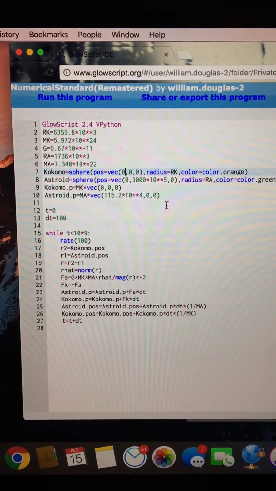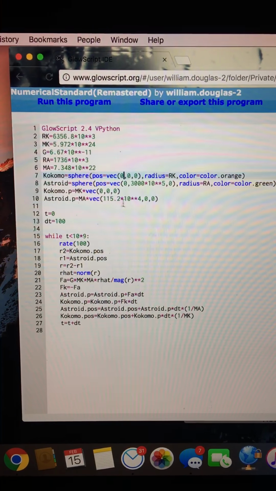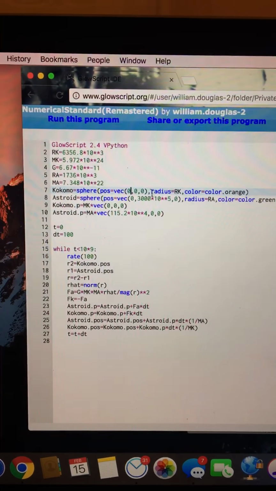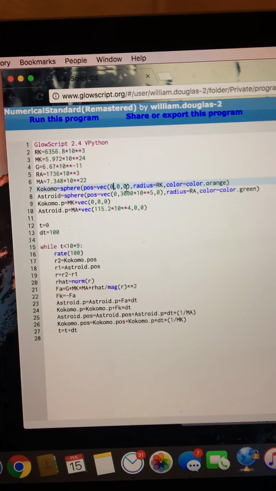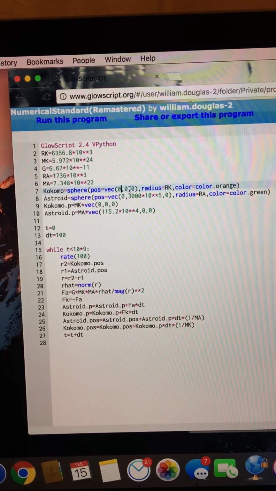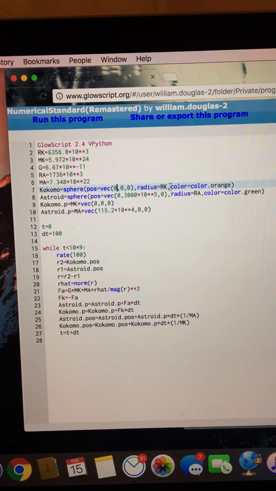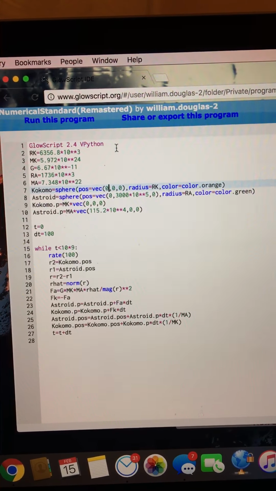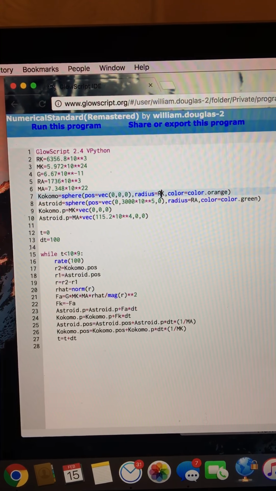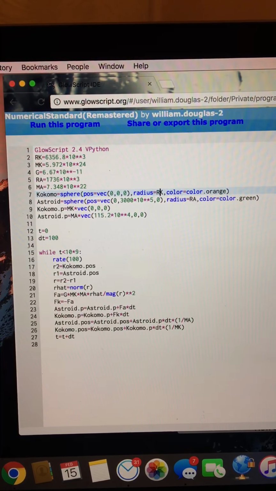Here, Kokomo is a sphere, and I gave it its position vector to be 0, 0, 0, so it's starting at the origin of this simulation. The radius is RK, one of our givens that we have above, so I just plug that in right here. Chose the color to be orange.